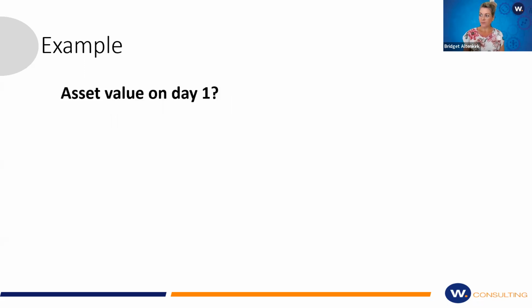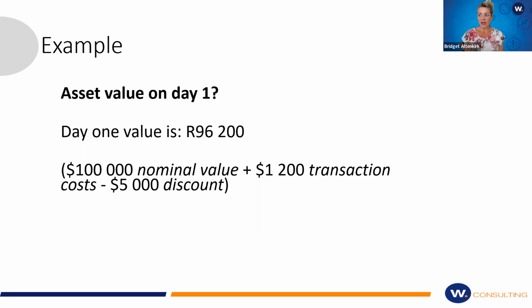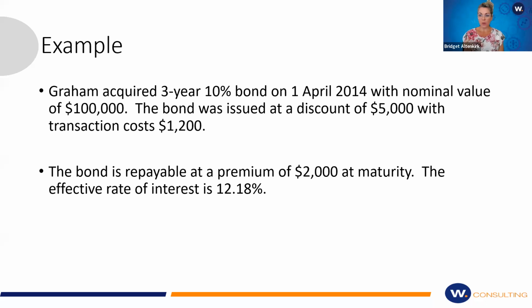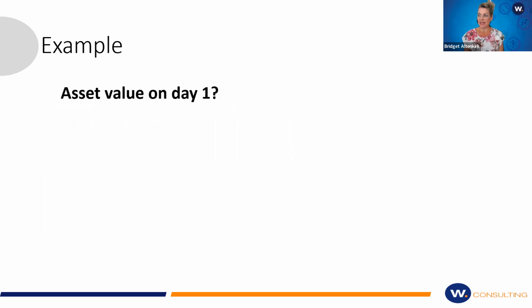The day one value is the nominal amount of 100,000 plus the transaction costs of 1,200 less the discount. So that would be our present value. Our term, it's a 3-year bond. So we know that the term is 3 years. What are the payments which are payable? We know that we have to make interest payments of 10% over the 3-year period. And at the end of the period, we have to pay the amount owing, being the 100,000 plus a premium of 2,000. So we know what our payments are over the period, and we know what the future value is. If we solved for I, we would get to 12.18.